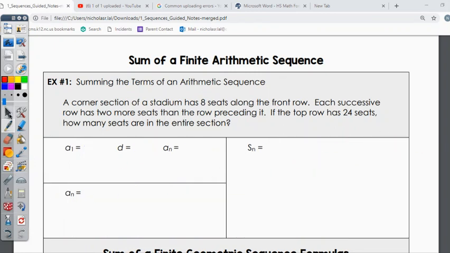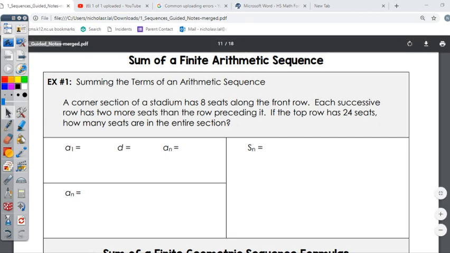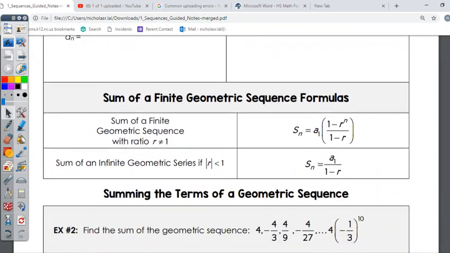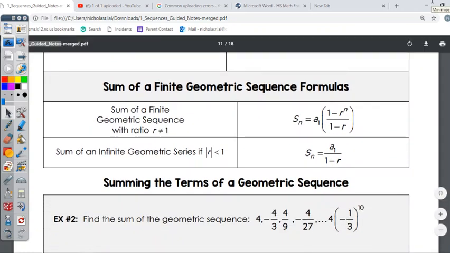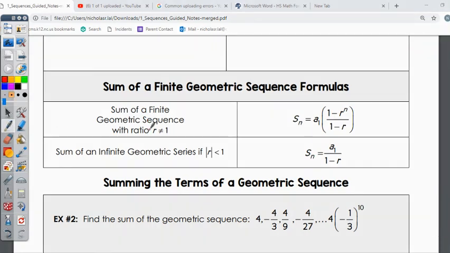All right, so let's at least try to get through an example with geometrics, okay? So the sum of a finite geometric sequence formulas, all right? So this is when you have a ratio where R is not equal to 1. Okay? So this is going to be the first term times 1 minus r to the term number over 1 minus r. This is for a finite sequence, all right?